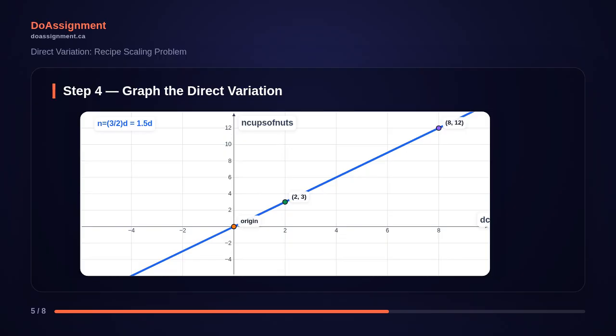The graph shows a straight line passing through the origin. The slope is 3/2, meaning for every 2 units we move right, we go up 3 units. The point at D equals 8 and N equals 12 shows our answer.